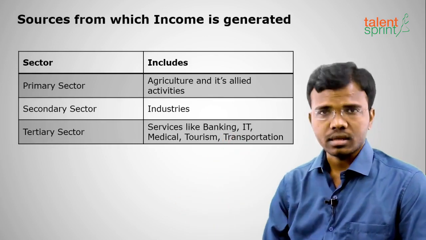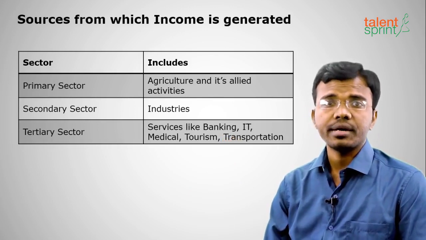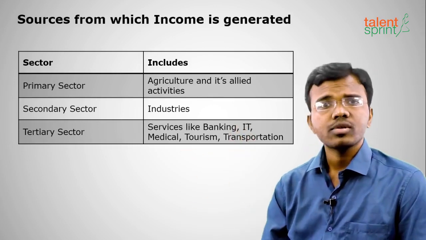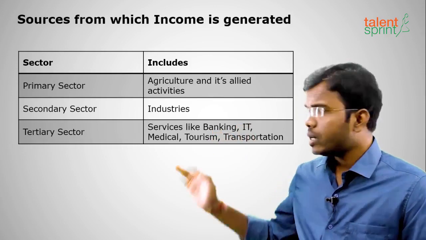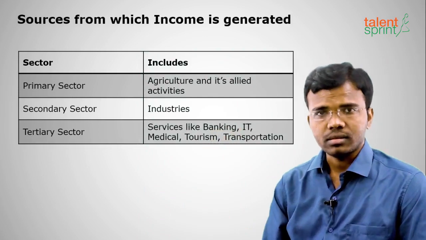Moving on to the secondary sector. The raw material from the primary sector is sent to the secondary sector for processing in the industries. Suppose I want to make bread. Wheat is given by the farmer and it is made into bread by the baking industry in the secondary sector.